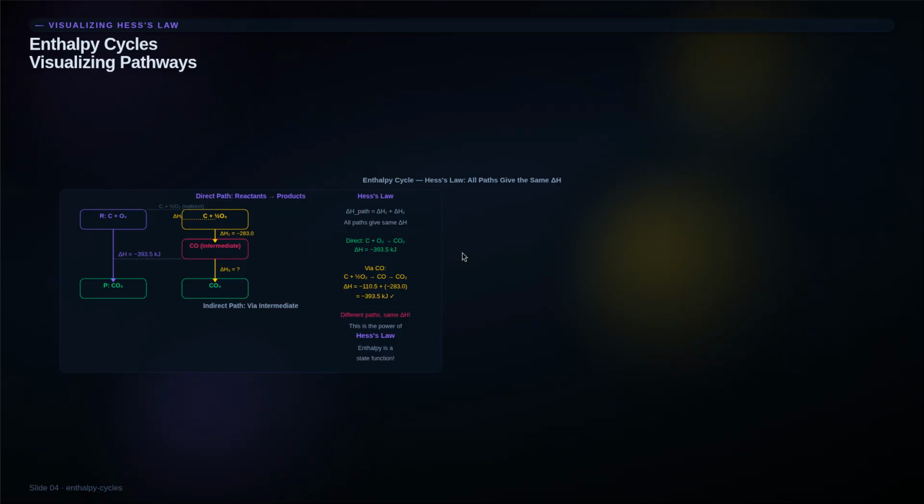To construct an enthalpy cycle, identify your target reaction, then find known reactions that connect the same species. Arrange them in a cycle diagram. Apply Hess's law by summing the delta H values around the cycle, making sure to follow the arrow directions. The most famous enthalpy cycle is the Born-Haber cycle, used to calculate lattice energies of ionic compounds. But simpler cycles apply to many organic and inorganic reactions. The key insight is that any reaction pathway, no matter how indirect, gives the same delta H as the direct path.